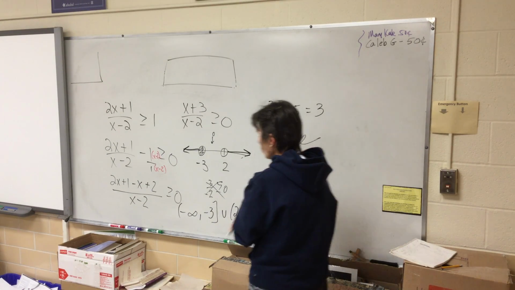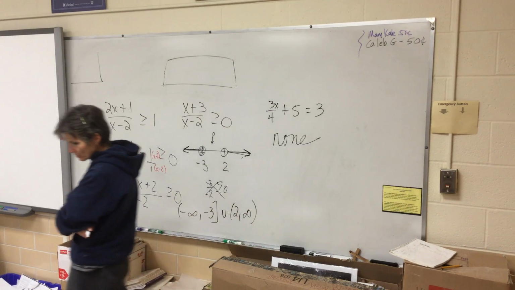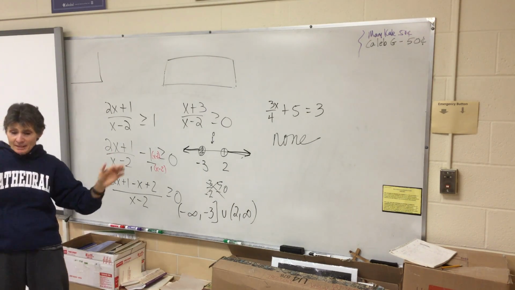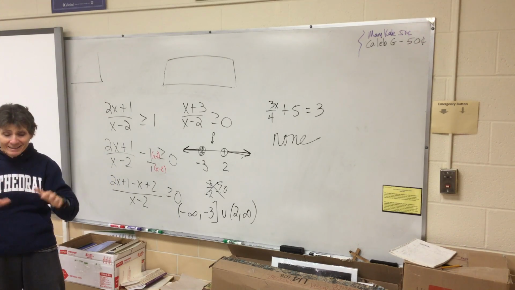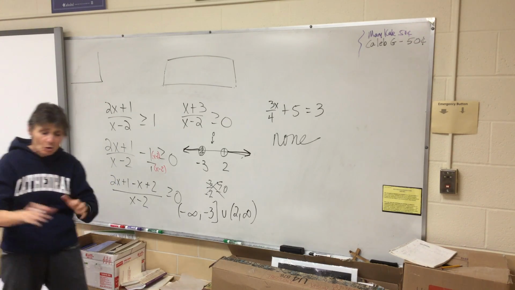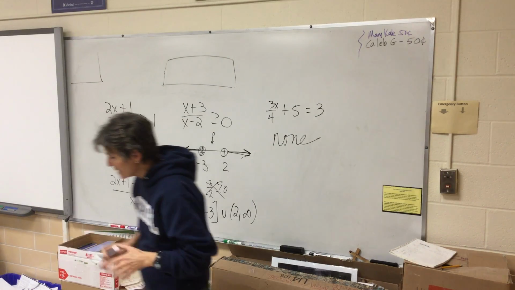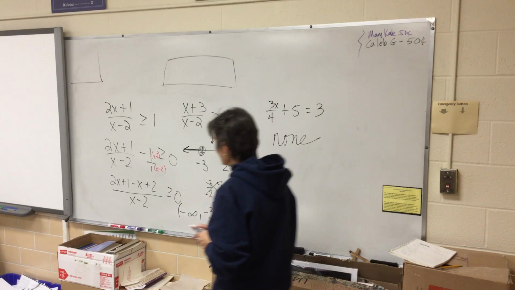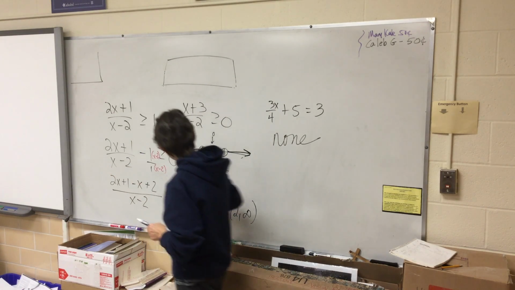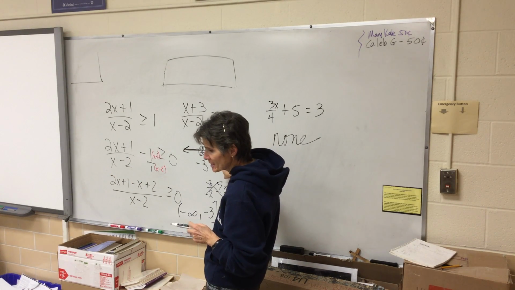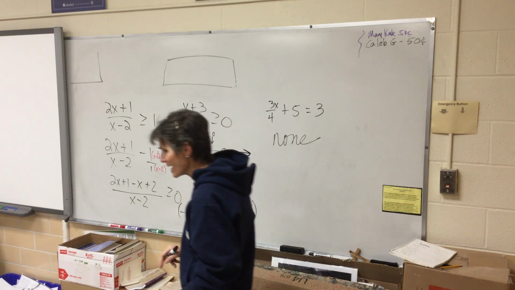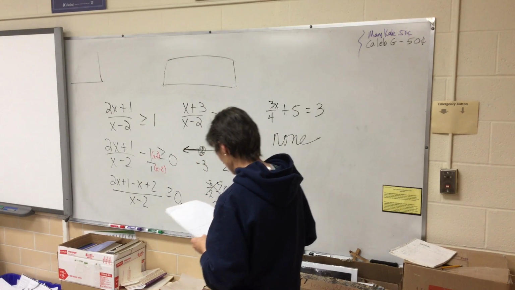Why are there no excluded values? Because there's no x in the denominator. Yes, thank you. There is no x in the denominator, so there is no way the denominator could be 0. Excluded values happen when the denominator is 0. That's why 2 is an open dot. It's an excluded value. You don't have any x's in the denominator, so you can't get a 0 in the denominator.